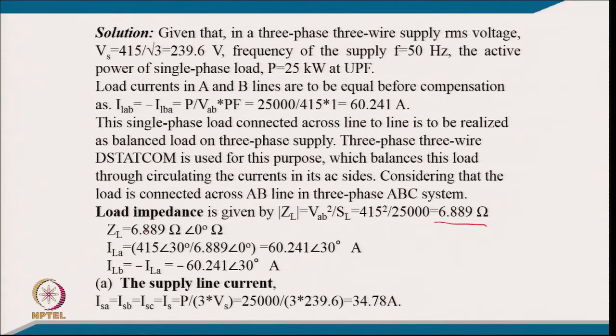Now, once we know the load impedance, we can find out the current going into the line, that is voltage 415 at 30 degree angle divided by 6.89. So, it comes 60.241 at the angle of 30. Similarly, the other two currents will be of the same amount, 60.241 ampere, and the supply line currents will be all three equal. It will be P upon 3 Vs, that is 25,000, because that is the total power now distributed on 3 lines. So, 25,000 over 3 into 240, and the grid current becomes 34.78 ampere.